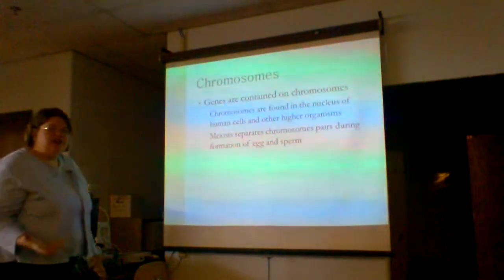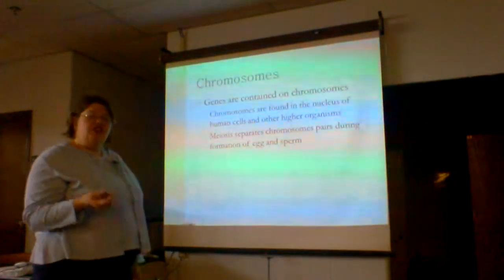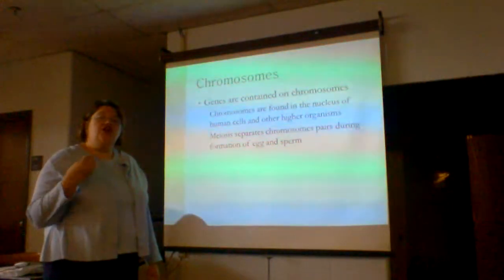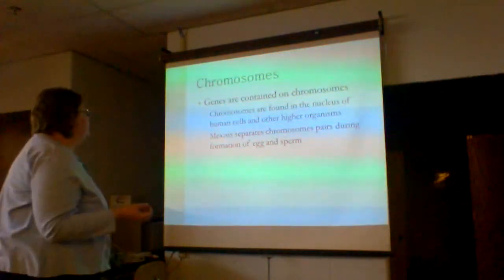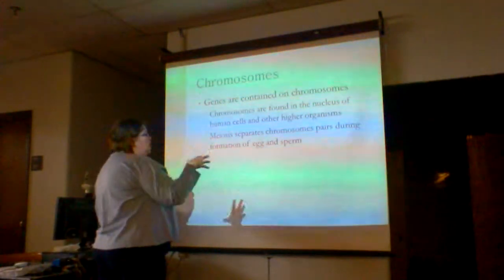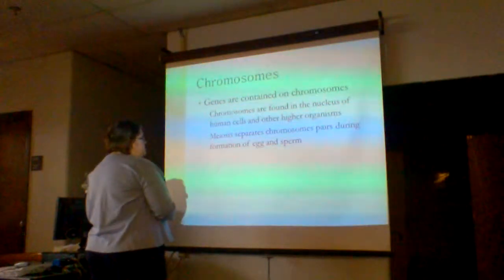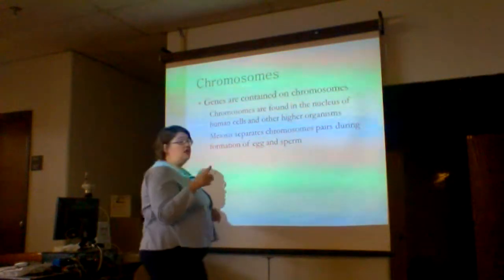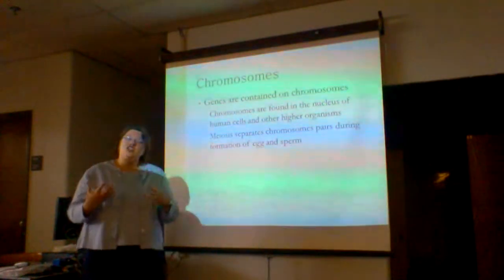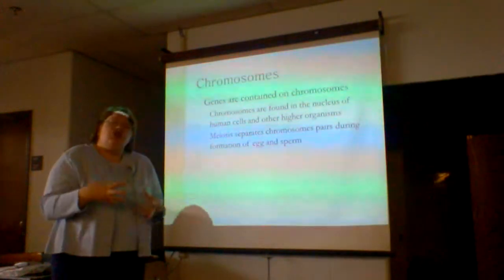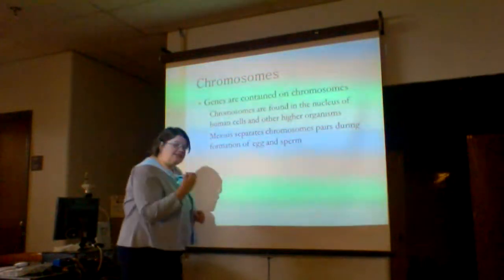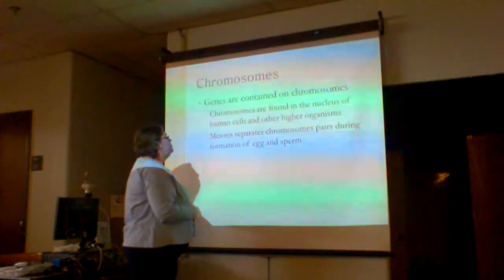Where do we find genes? Genes are found in the nucleus of cells. They're found on chromosomes. Chromosomes are in the nucleus of human cells and other multicellular organisms. Although single-celled organisms usually do have a chromosome, it's not in the nucleus, it's in an area called the nucleoid region. So prokaryotic organisms still have a chromosome.